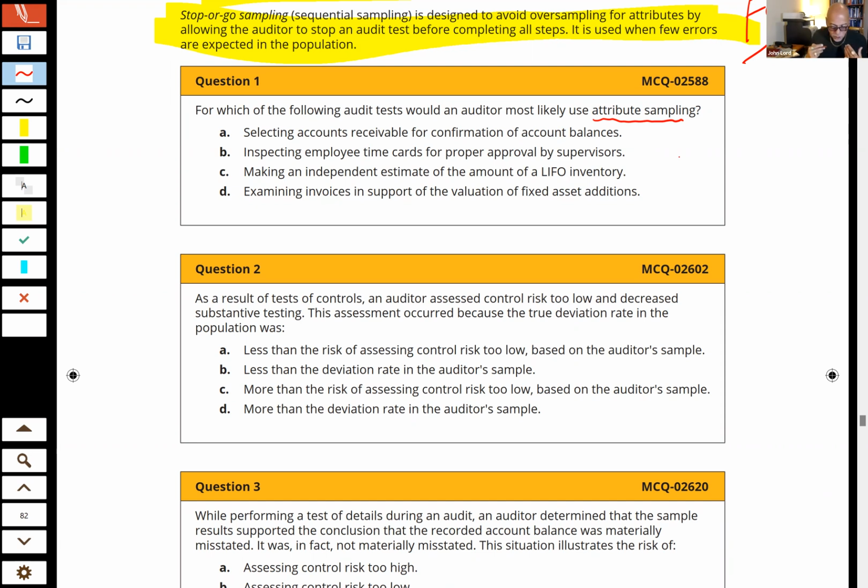So attribute sampling is doing what? To see if the control is working. Does the transaction have the attribute? For example, the supervisor signature. These others are getting more to the account balance, which is what we're going to be looking at in our next module. There we would be using variables testing or probability proportionate to size, abbreviated PPS sampling. Okay, good. Let's put the poll back up for our next question.